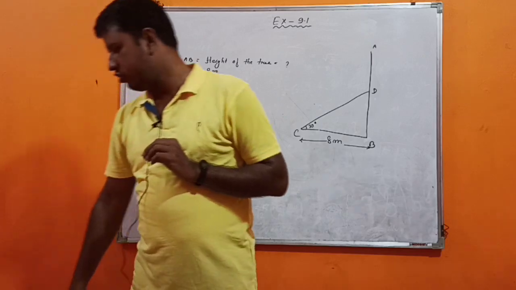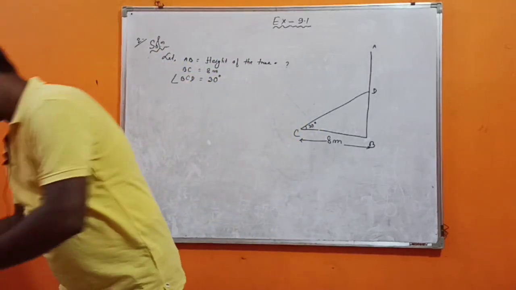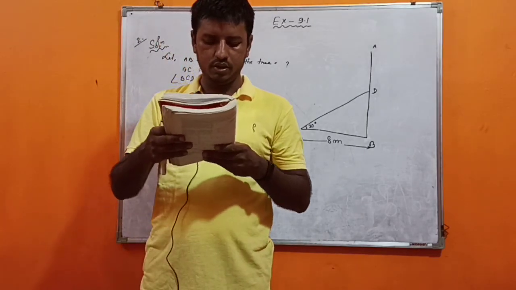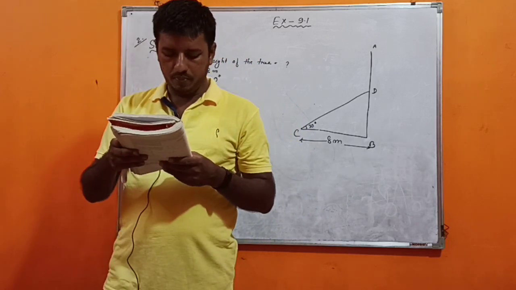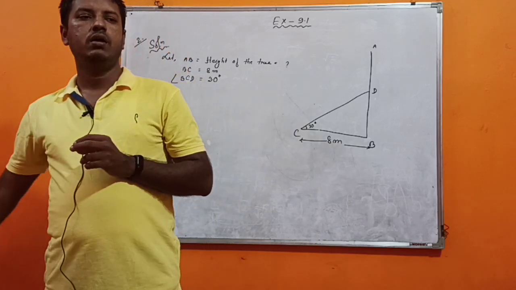tree breaks due to storm and the broken part bends so that the top of the tree touches the ground, making an angle 30 degree with it. The distance between the foot of the tree to the point where the top touches the ground is 8 meter. Find the height of the tree.